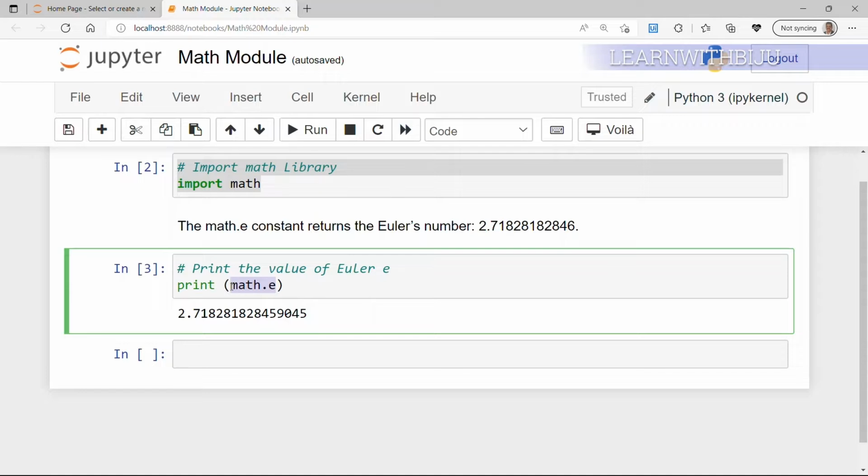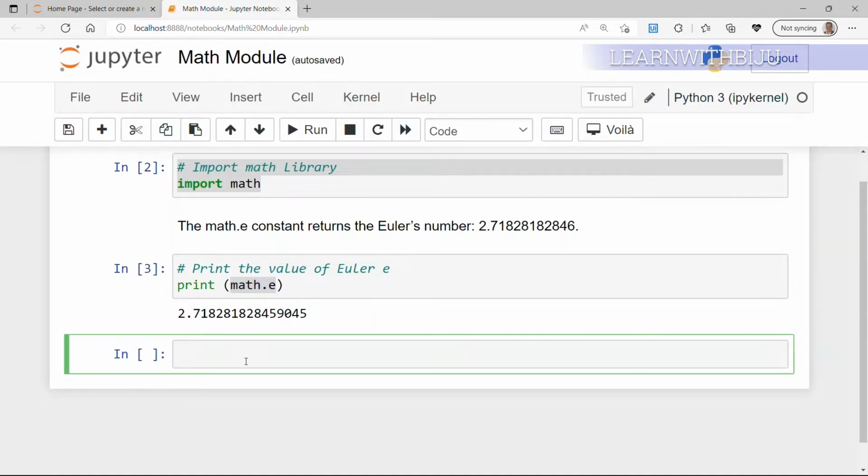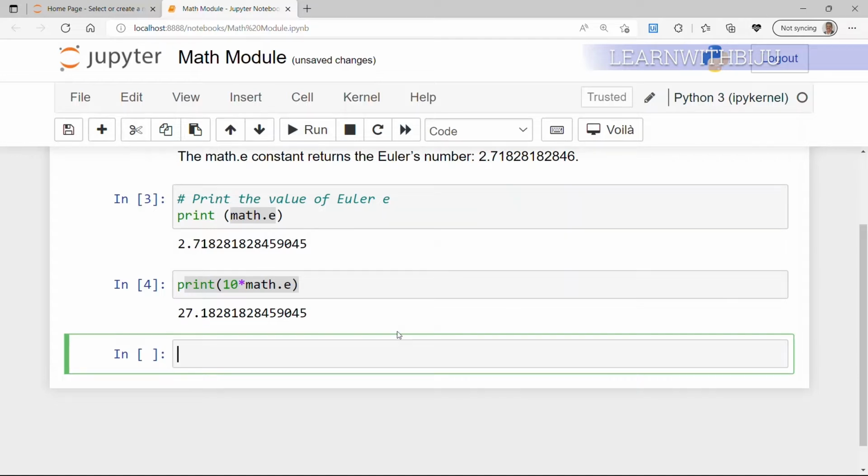math.e, right? So for example, I want to make a calculation. Print 10 times math.e. It is going to give you 27.18281828459045. I don't need to write this big number every time, right? It is giving you a high precision number. I can just simply use the constant. That is where the constants are very useful to us.